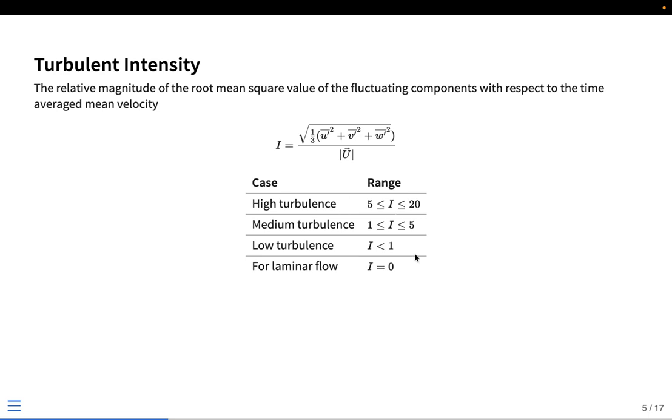So these are some typical values that have been used in the literature. If you have the turbulence intensity in the range 5 to 20%, you consider it high turbulence, 1 to 5% is medium, less than 1% is low turbulence, and if it is 0, which means the fluctuations are 0, then it is purely a laminar flow. These are more of a convention that you might have to remember, but the main criterion here is the definition of this turbulent intensity, which is a way we objectively define how much fluctuation we are having in the velocity fields.